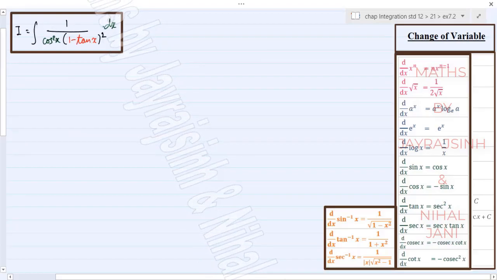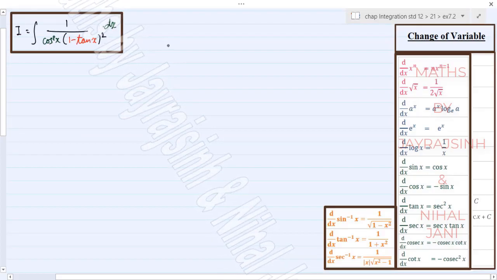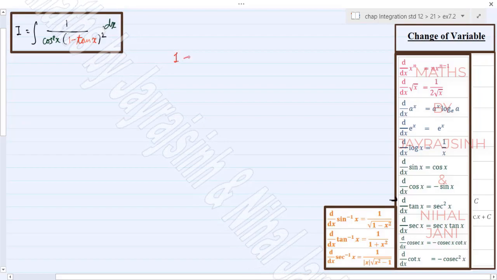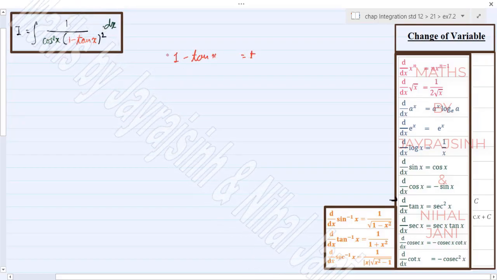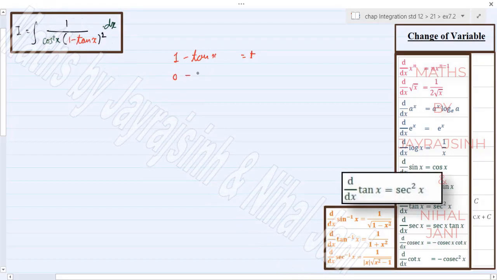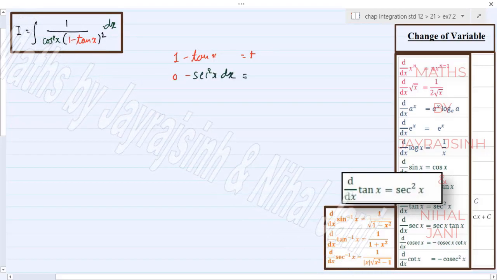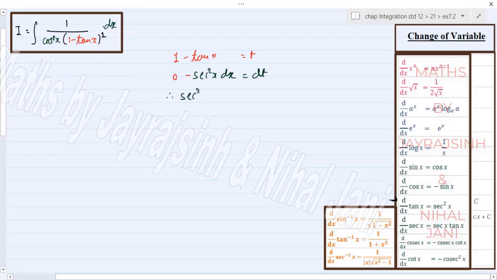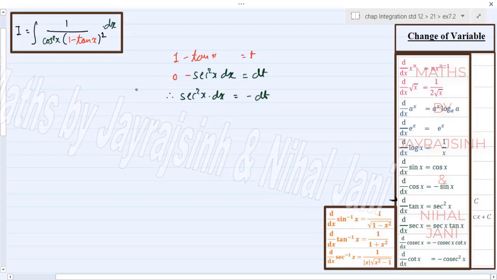Here we have to integrate 1 upon cos square x into 1 minus tan x the whole square. 1 minus tan x is your inner function. So let's assume 1 minus tan x is equal to t. Differentiation of 1 will be 0 minus differentiation of tan x will be sec square x dot dx will be dt, or we can say sec square x dot dx will be your minus dt.